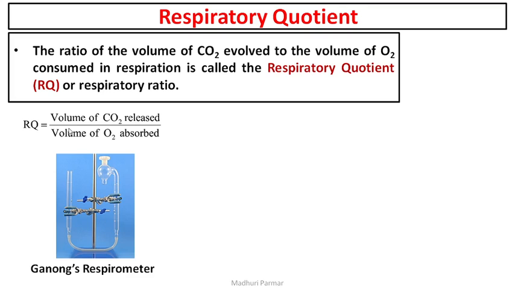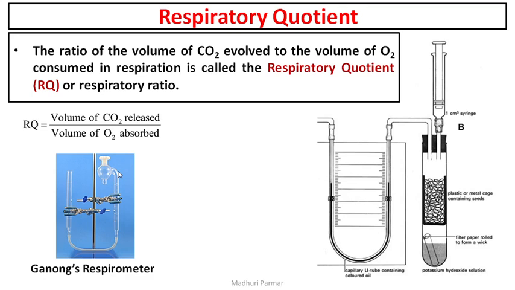It is measured with the help of this contraption, which is known as Ganong's respirometer. Let us see what kind of experiment you can do to find out the RQ. So let us say you have taken this test tube. This test tube has this sort of a vial. Vial is nothing but a chamber. This chamber has seeds which have been soaked, so soaked mung seeds or any soaked seeds.